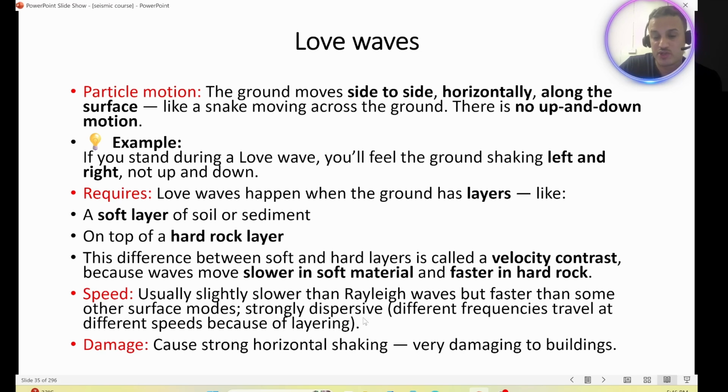Strongly dispersive, that means different frequencies, low frequencies and high frequencies, travel differently because of the layer contrast. The damage caused is strong horizontal shaking side to side, very damaging to buildings.